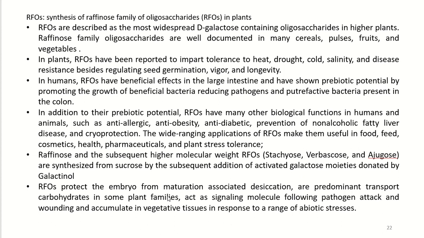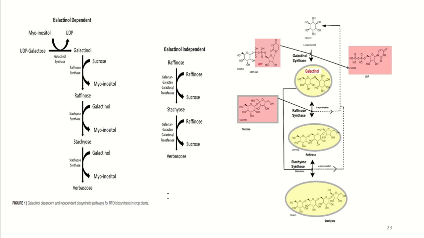a range of abiotic stresses. So this is, as I said, how raffinose, verbascose or ajugose are formed. This is galactinol dependent: myoinositol and UDP-galactose will convert into galactinol. So raffinose synthase uses galactinol, and sucrose is the main ingredient. As I said, generally galactose is added to the sucrose, which will convert into raffinose.